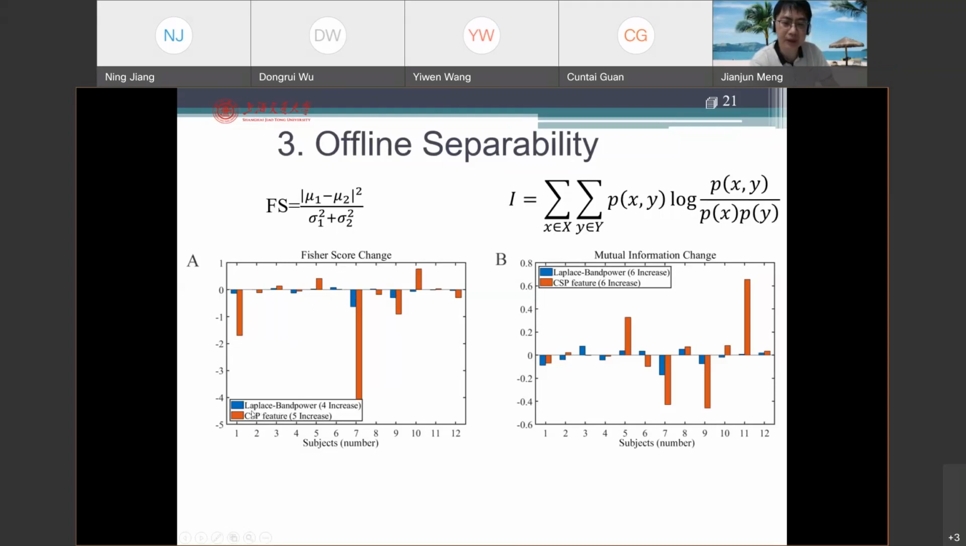In this offline analysis, we didn't see any significant change of feature separability due to this prolonged BCI operation. In a certain sense, this offline analysis might suggest that fatigue might not significantly affect the BCI performance in our study.